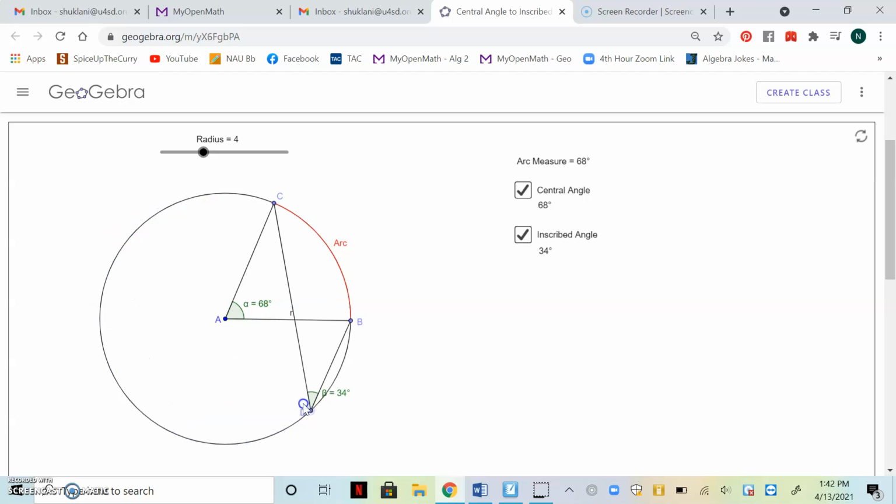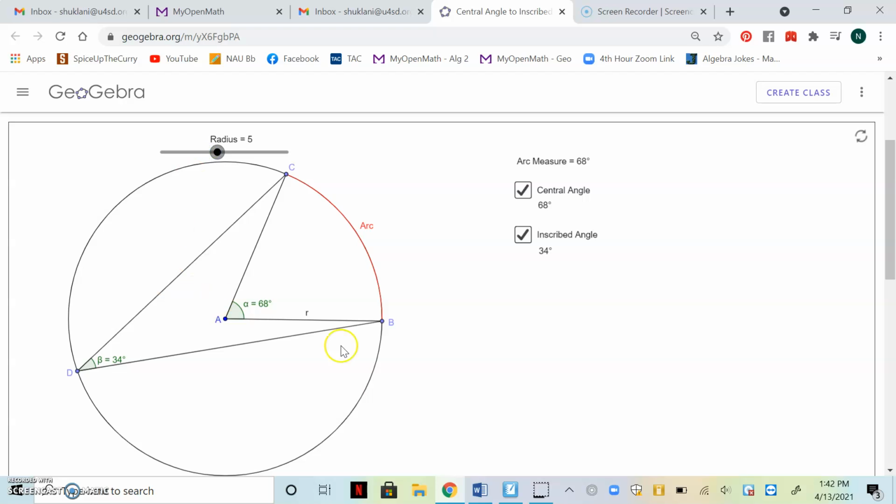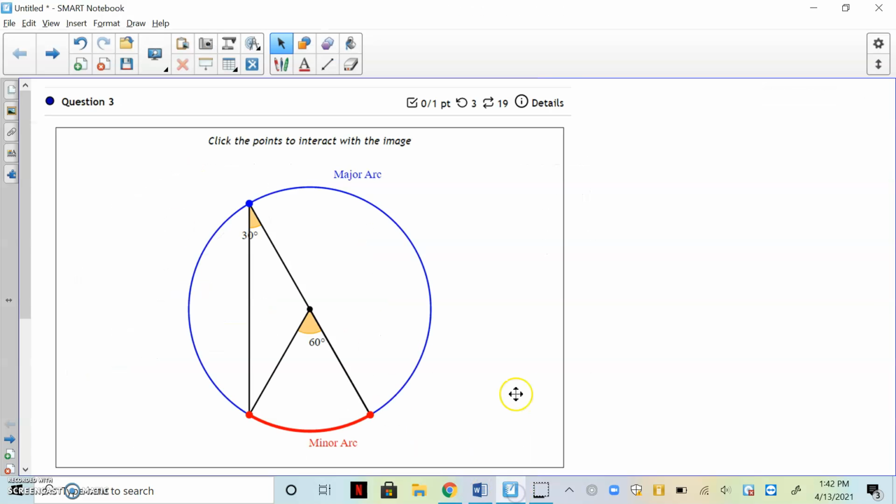The other thing that's important to note is that if we move this, right, notice how I can make all these different angles, but as long as I'm still with the same arc, it is still going to be that same exact relationship, and this angle will not change, all right? It also doesn't change no matter how big or small my circle gets. So that being said, let's go ahead and try some practice problems.